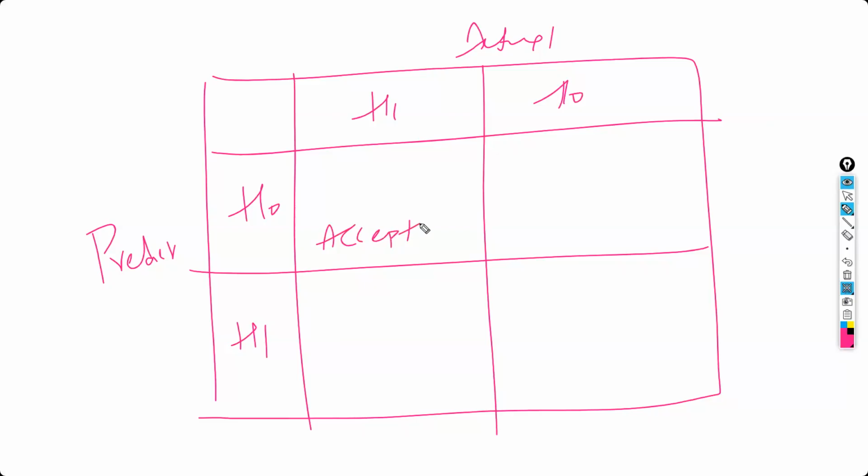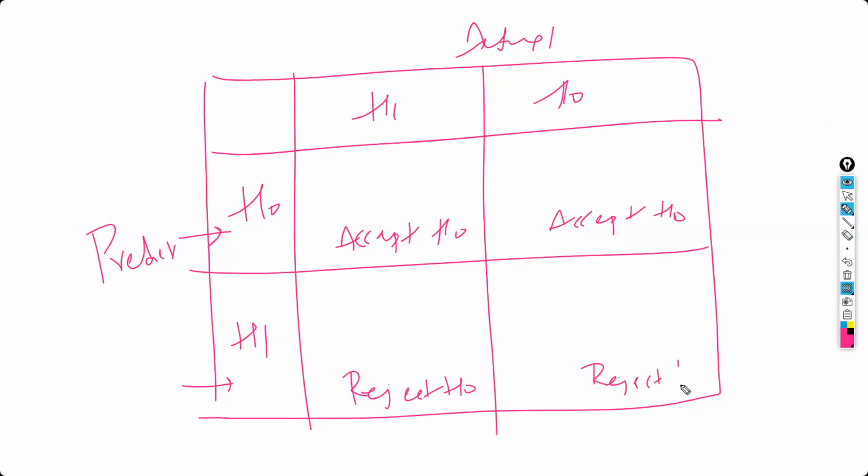I'm going to tell you the shortcut to fill the 4 values. Which side we are having the predict, on that side you have to write the accept. Accept H0. Which side you are having predict H0, on that side you have to write accept H0. Which side you are having predict H1, predict H1 is also called reject H0. Both are same means correct, both are opposite means incorrect.